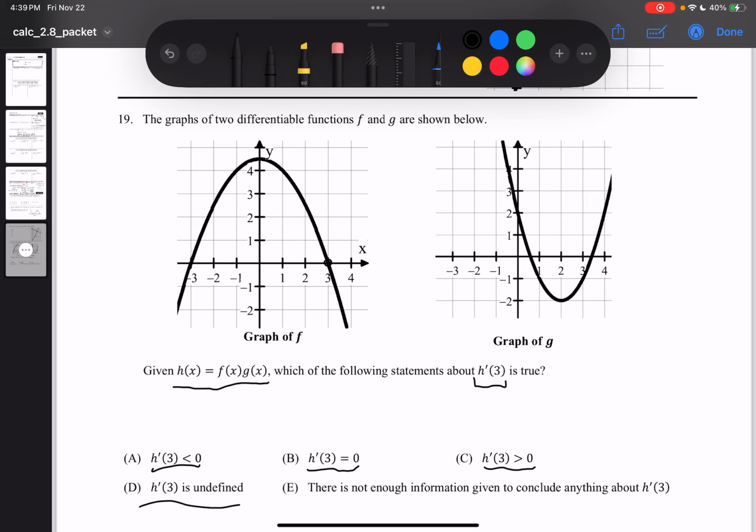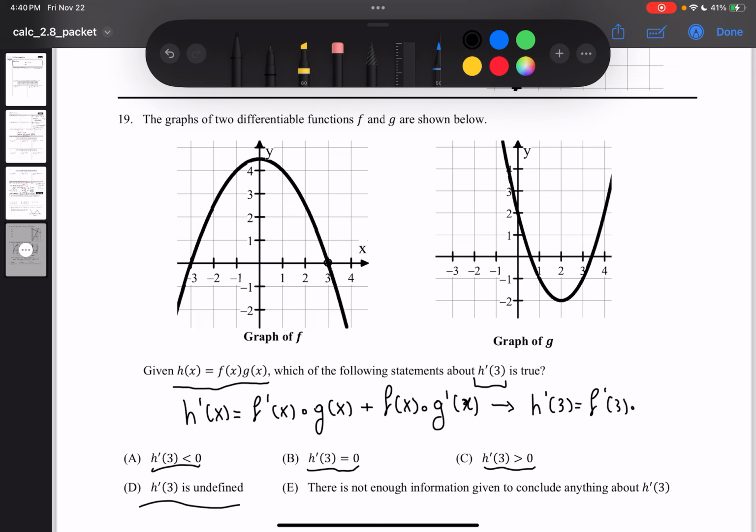First of all, since f of x is multiplied by g of x, the derivative of h of x is supposed to be according to the product rule. So h prime of x is going to be u prime, which is f prime of x in this case, multiplied by v, plus u v prime. Now, applying 3 to the equation, you're going to get h prime of 3 is f prime of 3 multiplied by g of 3 plus f of 3 multiplied by g prime of 3.